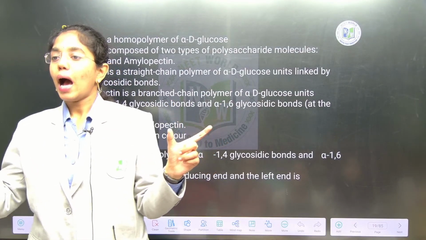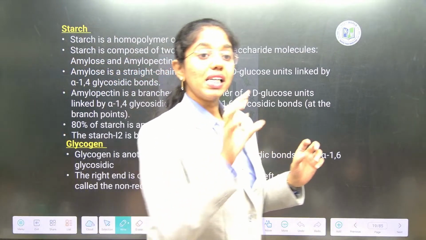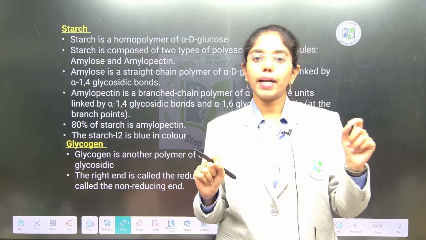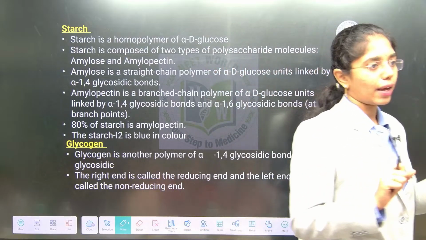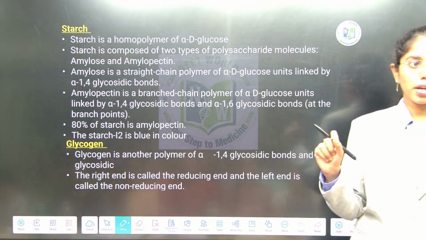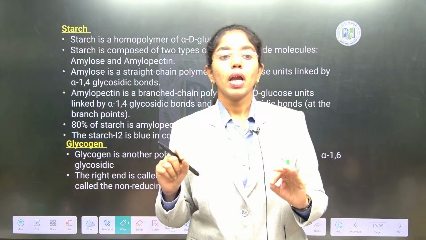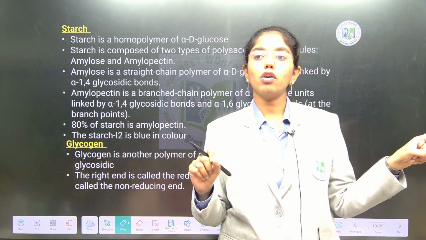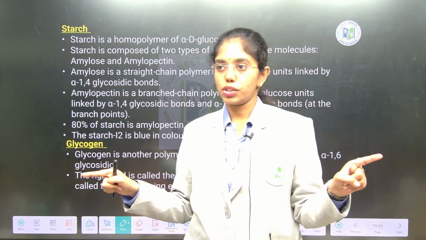Amylose and amylopectin. Amylose is formed by what? Straight chain alpha 1,4 glycosidic bonds. Amylose will have alpha 1,4 glycosidic. It is a straight chain. Do you find any branched chains there? No. Whereas amylopectin will have branched chain. It has two types of linkages, alpha 1,4 glycosidic linkages and alpha 1,6 glycosidic linkages. Okay.